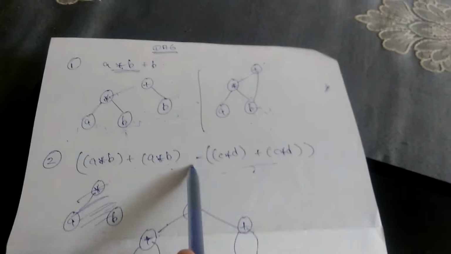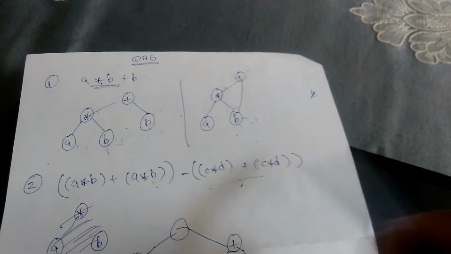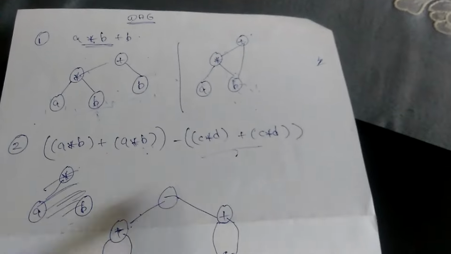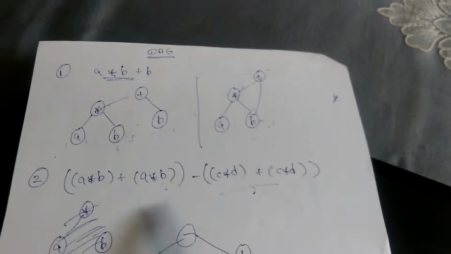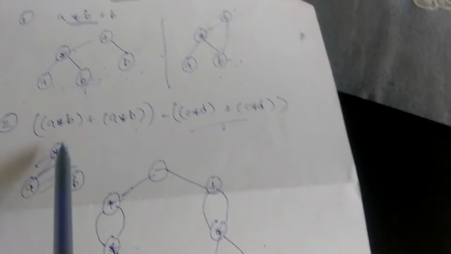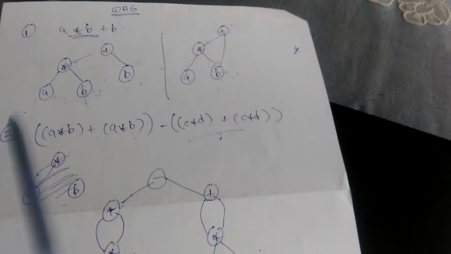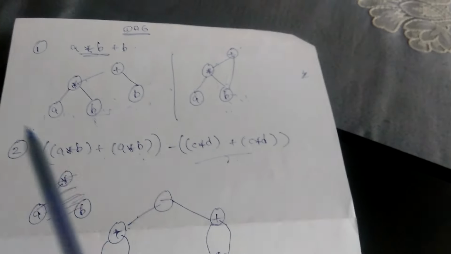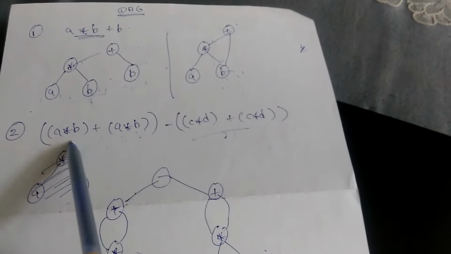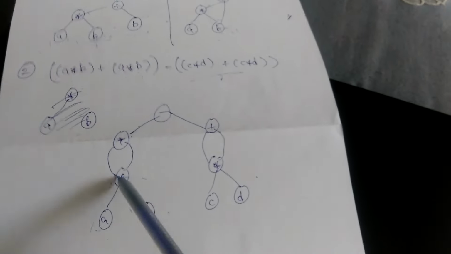a into b plus a into b, whole bracket, minus c into d plus c into d. Now don't be afraid of such big examples. It is so easy. Whenever you see such examples, just remember to always give priority to the brackets, that is the BODMAS rule: brackets, division, multiplication, plus, minus. So in the brackets, what is present? a into b. So we will construct a into b.